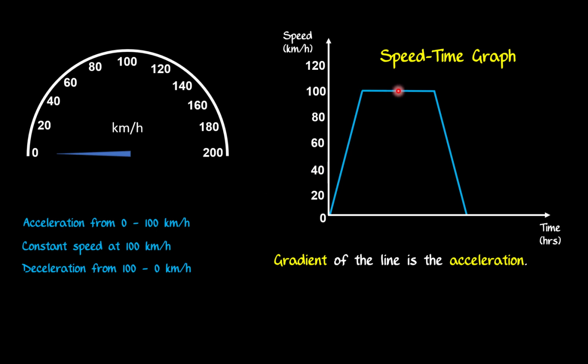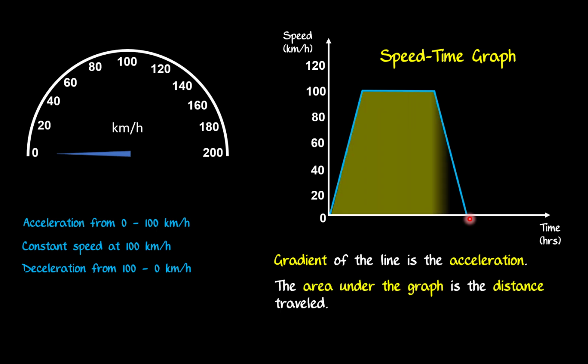This horizontal line here just says that time is ticking, but the speed is not changing. And then this shows that the speed is changing, but it's decreasing as time wears on. Okay, now the area under the graph is the distance traveled by the particle. Calculating this area will give you the distance, and that distance would be in kilometers.